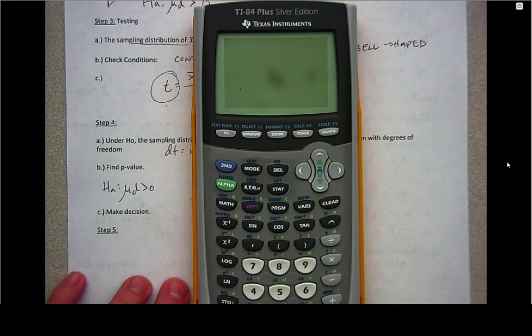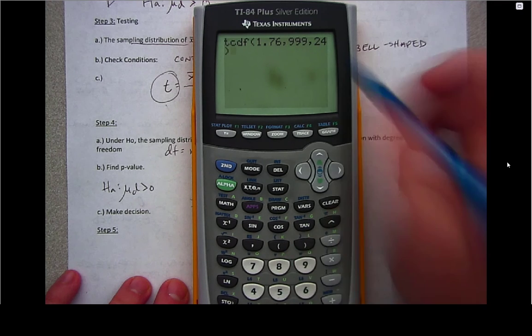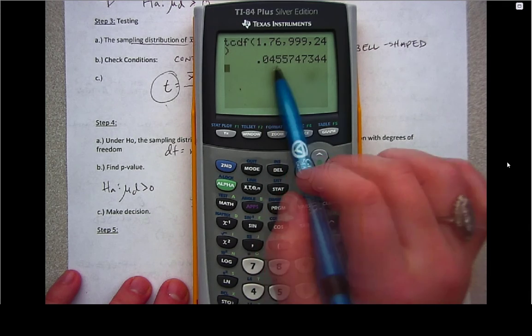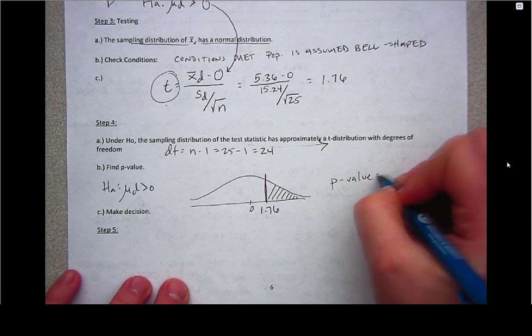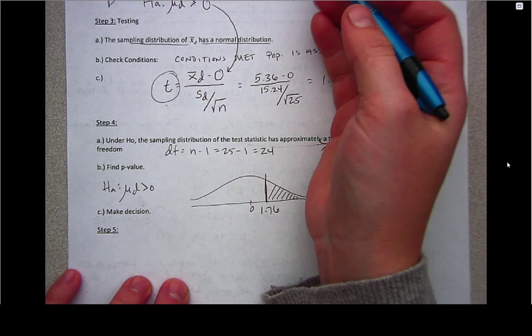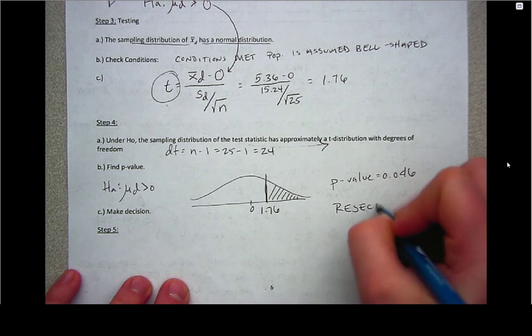Going second, vars, because we have a t-test statistic, we'll use the t-CDF. And then remember it wants a lower bound, so that was where our test statistic was, and an upper bound, or where the highlighting ends, and then you have degrees of freedom. So I come up with a p-value of 0.04, let's round to 0.046. So because that p-value is small, meaning it's less than the alpha we have from the paragraph, which is 0.05, we are going to make the decision to reject the null.